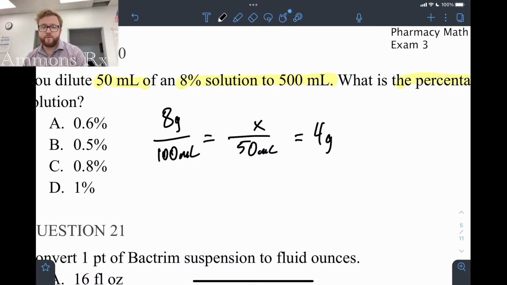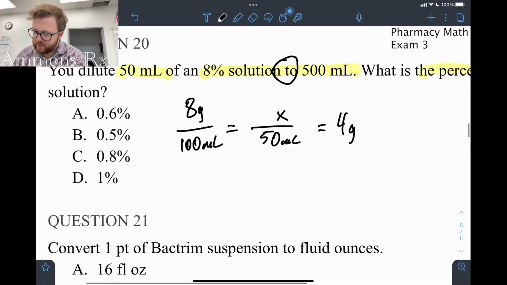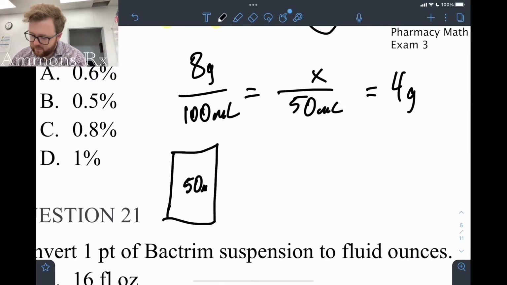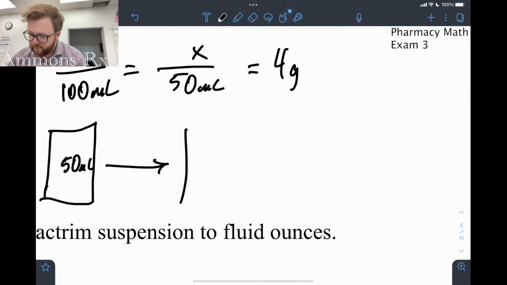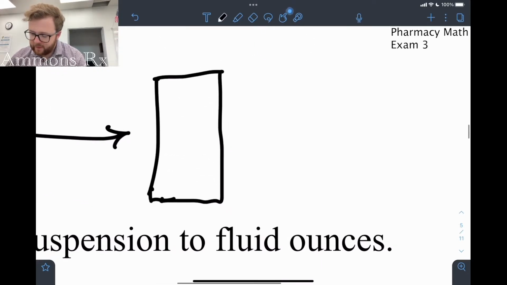That makes sense because we used half of that amount, which is 4. But right there, do not get confused, right? Because we are taking a 50 mil and we are diluting it to 500 mils. So is 500 going to go here or here? Well, if we dilute it to 500 mils, that means it's going to be here.